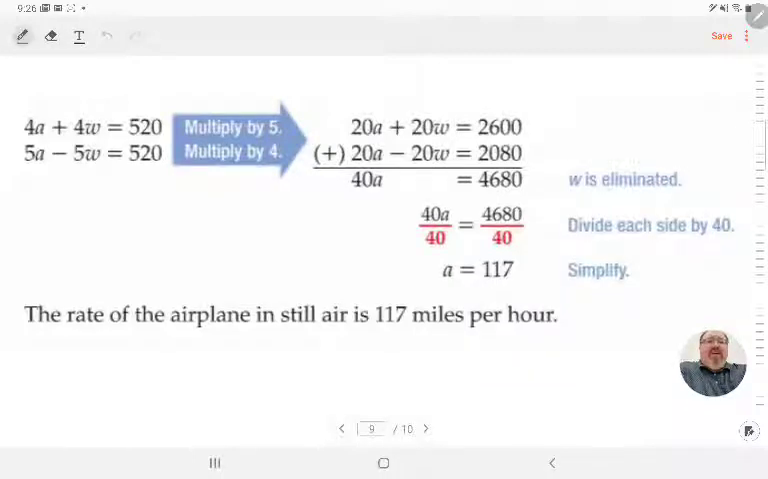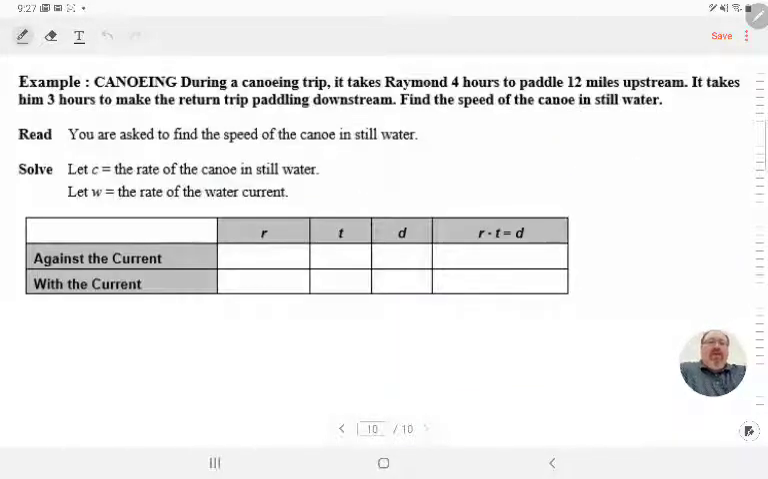And now we have our W's are different, they're opposite. One's plus, one's minus. So I could just add. That would give me 40A equals 4,680. Divide both by 40, and A equals 117. Remember, I'm solving for A. That's the traveling in still air. So I don't need to know what the wind is. I just need to know how fast I'm going in still air. So that would be 117 miles per hour. Okay? All right. Try this one, come back, and see how you did.